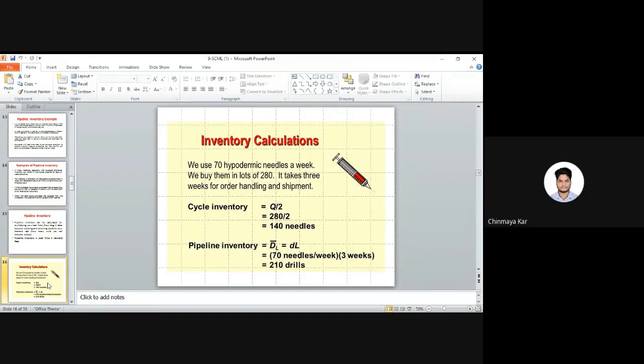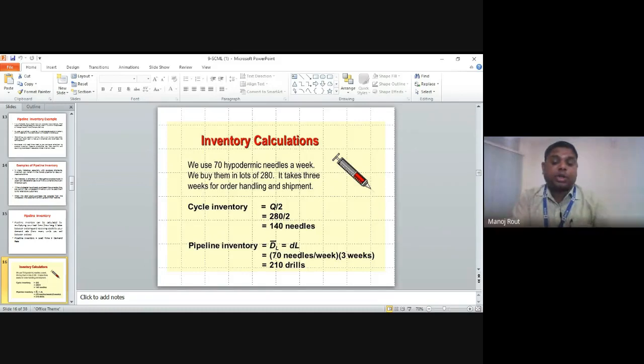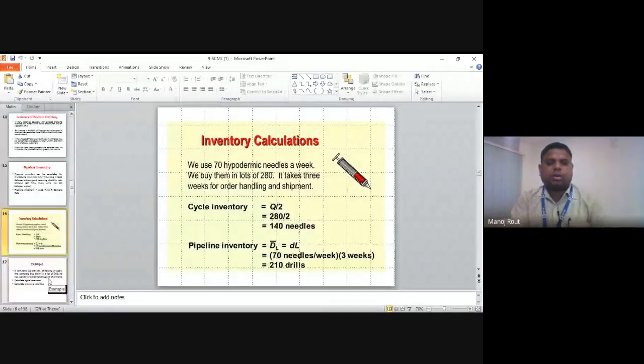Clear? Sir, about the cycle inventory, the transportation cycle. Whenever you buy, I'll show that in another example. Clear? So before starting that one, just go for this one.